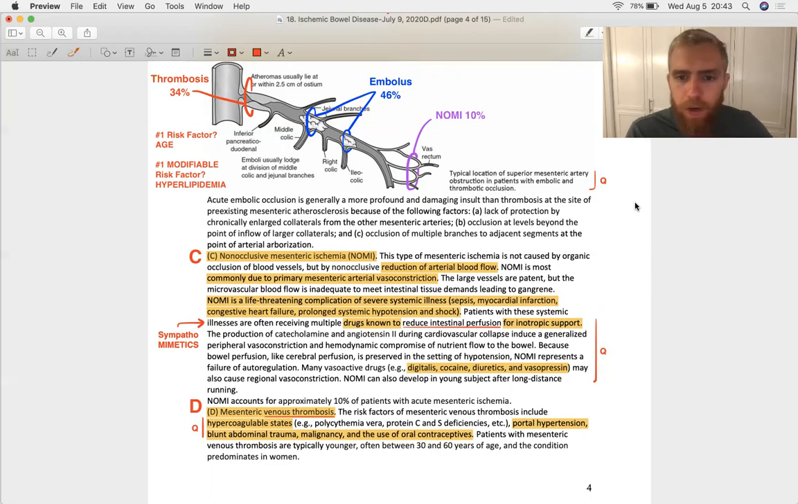So then the SDL brings up a cool point. It says patients with these systemic illnesses are often receiving multiple drugs known to reduce intestinal perfusion for inotropic support. And remember, inotropy is basically contractility of the heart. So whenever your patient's going into, let's say, septic shock, what sort of drug would you give them? I hope you would be thinking of something like phenylephrine, or maybe norepinephrine, something with very strong alpha-1 activity to constrict those blood vessels.